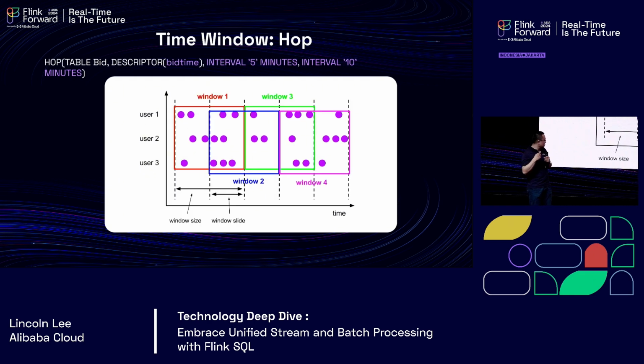And the hop window, we can also say it is a sliding window. It has a total size for the window and also a step size. In the example, the total size is 10 minutes and the step is 5 minutes. So every 5 minutes, the window will move. This is useful when we need to calculate, let's say, the statistics of the last 5 minutes or last 10 minutes. This can be done by the hop window.